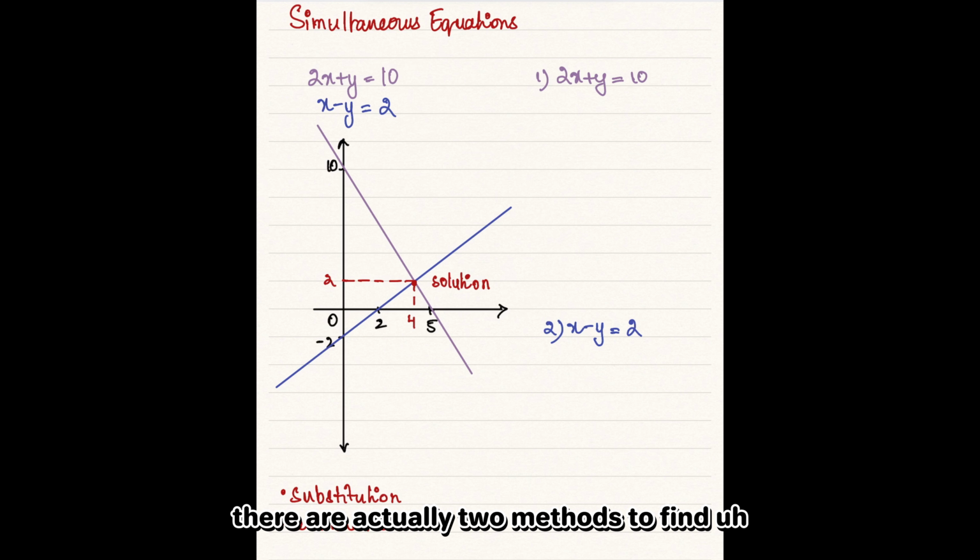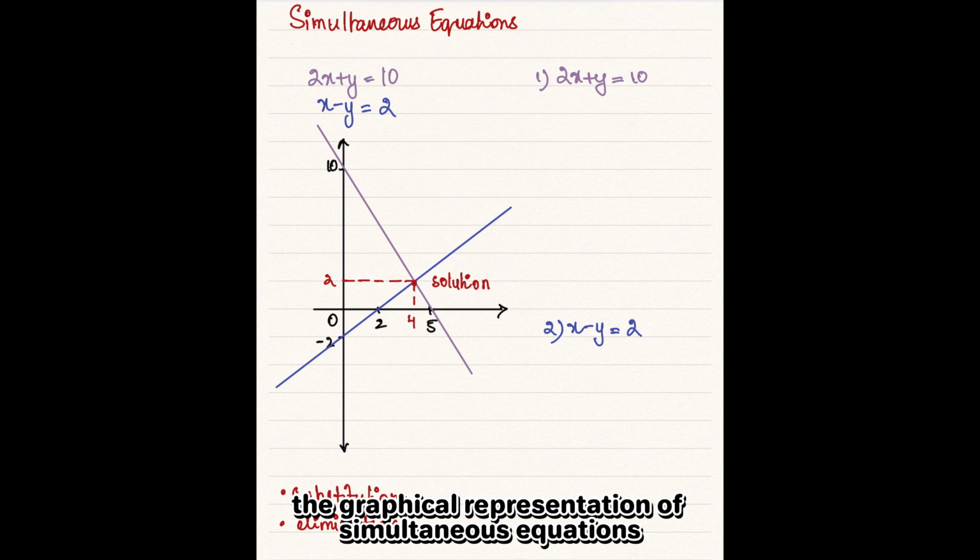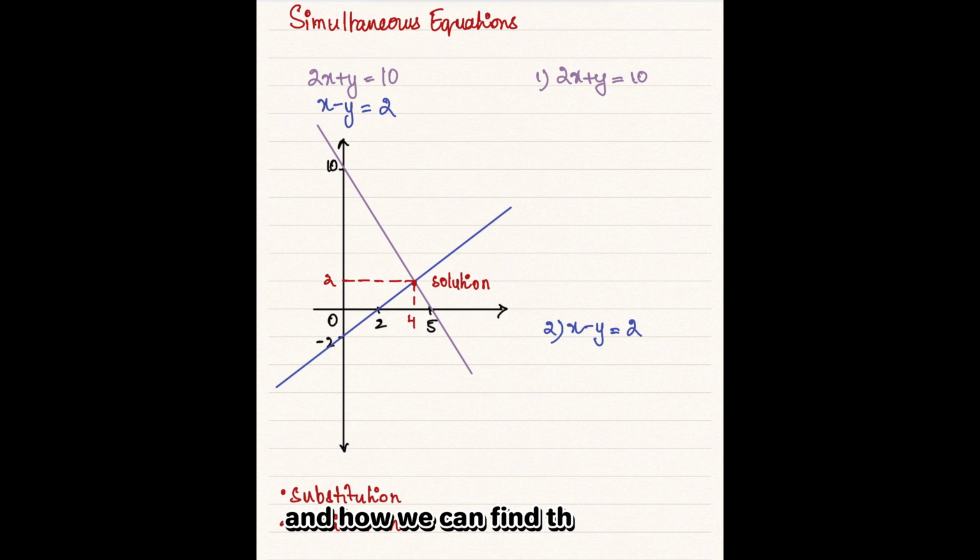There are actually two methods to find the solution to these two equations, which are the substitution method and the elimination method. But today we're only going to look at the graphical representation of simultaneous equations and how we can find the solution using the graph of these two equations.